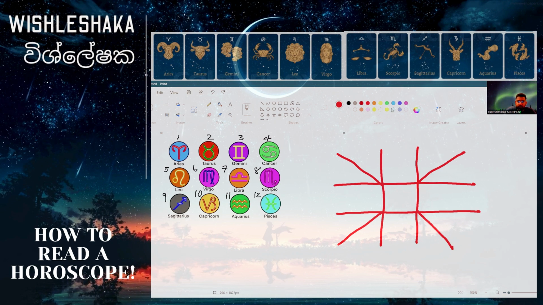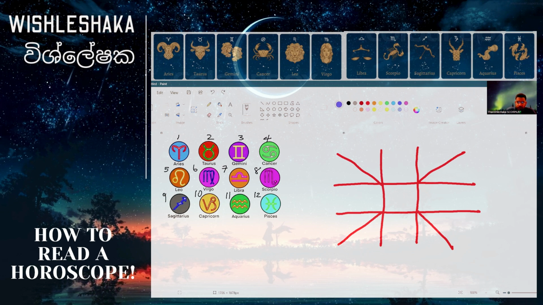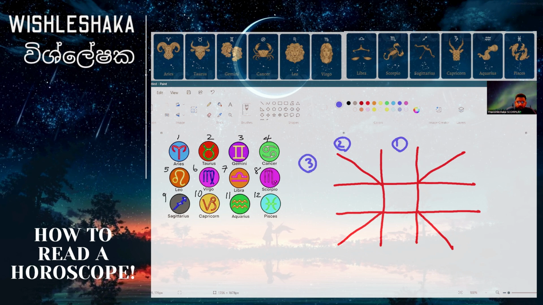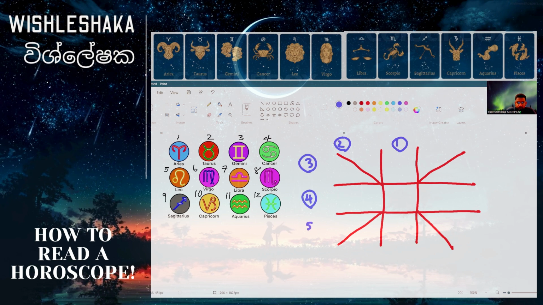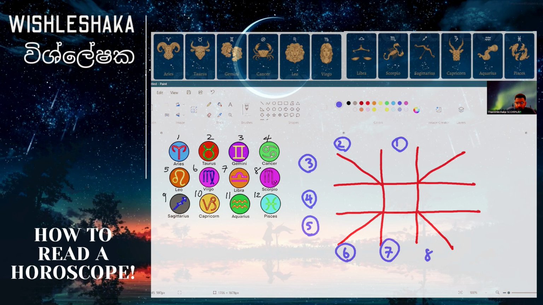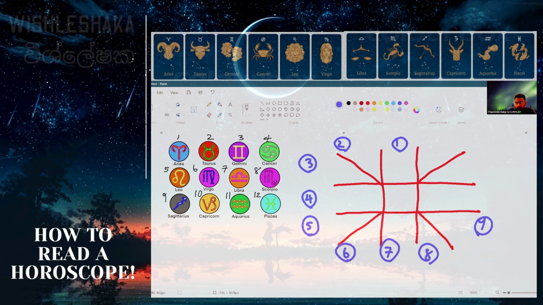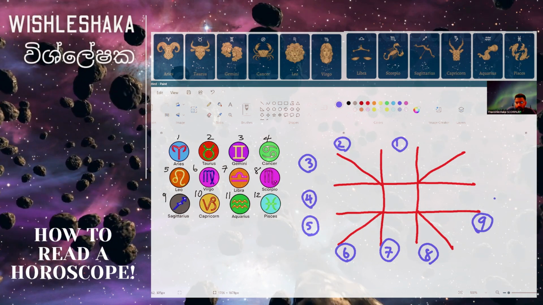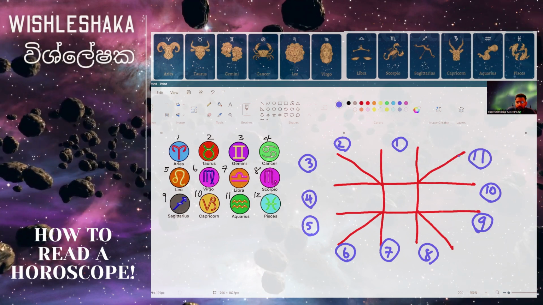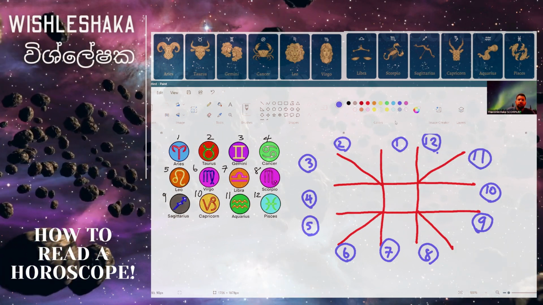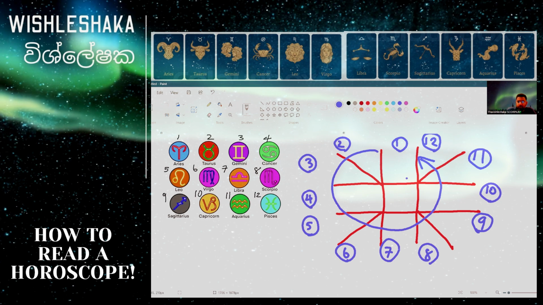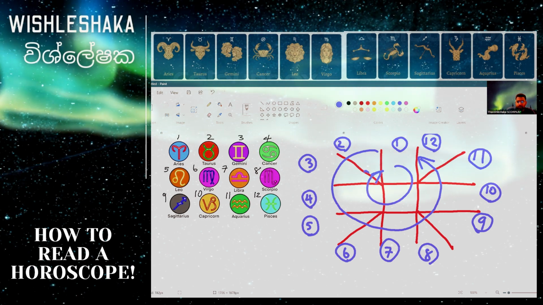Let me draw in a different color maybe. So this is first house, this is second house, this is third house, this is fourth house, this is fifth house, this is sixth house, this is seventh house, this is eighth house, this is ninth house, this is 10th house, this is 11th house, this is 12th house. So this is the order. It goes from this direction right here, not this way. All right, this is not the way, this is the way.